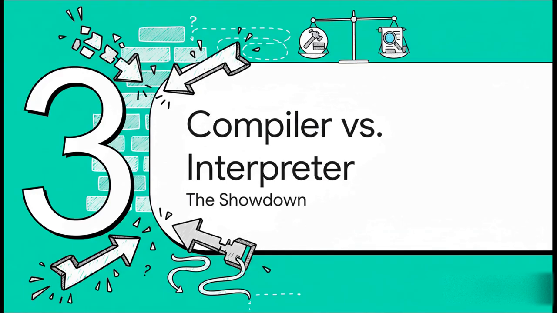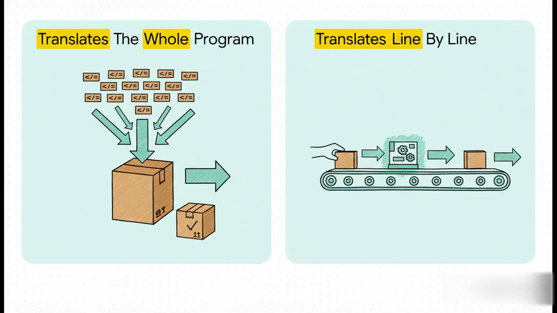We've met our two contenders. We know their styles. Now it's time to put them side by side for the final showdown. Look, if you only remember one thing from all this, let it be this right here. The compiler does all the work up front. The interpreter does the work as it goes. That single difference is the root cause of all their strengths and all their weaknesses.